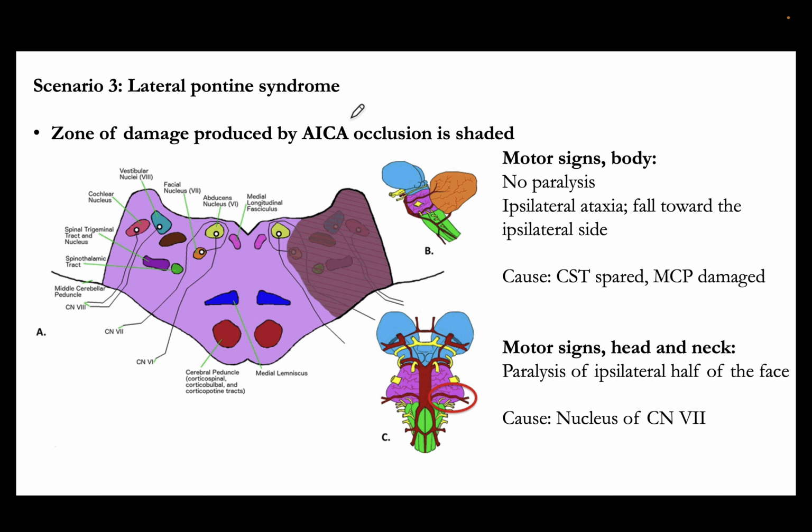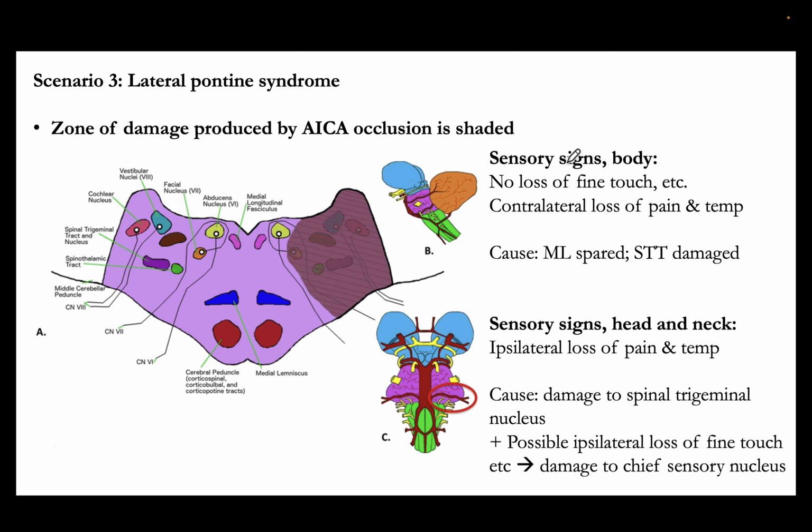So here we're looking at a scenario where the left anterior inferior cerebellar artery has been occluded, and the zone of damage again is shown in gray in the schematic. So in terms of motor signs for the body, similar to lateral medullary syndrome, there's no paralysis. There is ipsilateral ataxia, this time due to damage of the middle cerebellar peduncle. And the middle cerebellar peduncle is huge, so it is likely to be pronounced ataxia. In terms of the head and neck, the most prominent motor sign is paralysis of the ipsilateral half of the face. And that is, of course, as we just spoke about, due to damage of the facial nucleus.